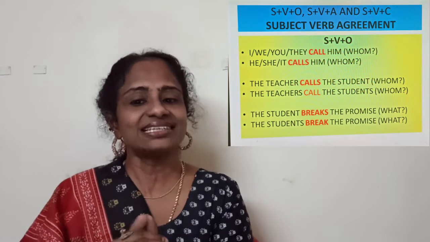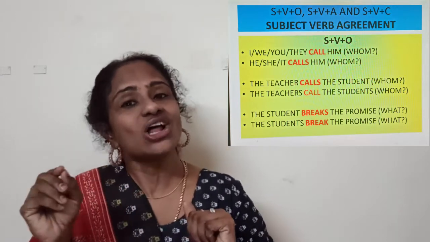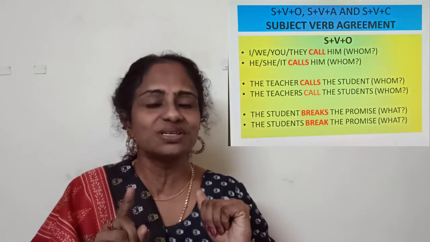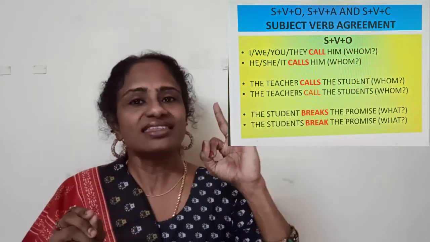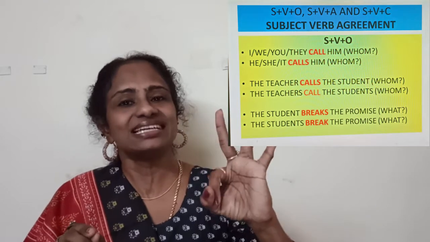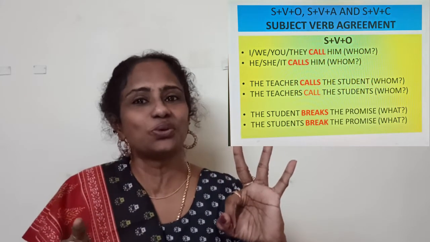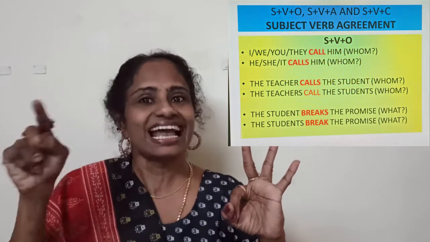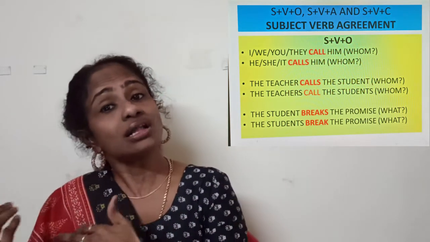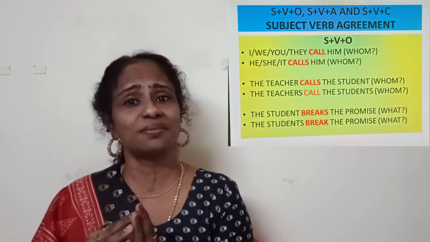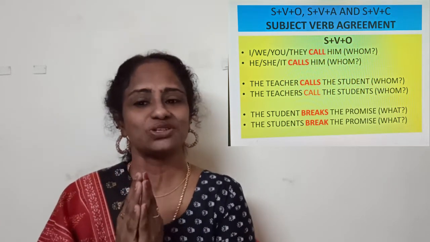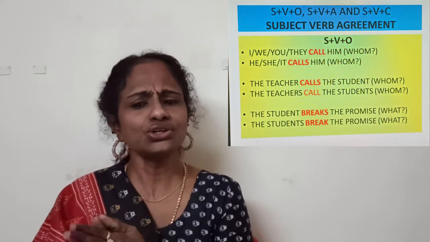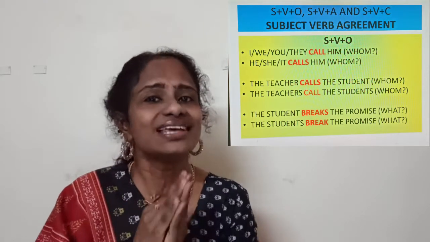Okay. So next sentence, he calls him. So I have highlighted calls because you should not make a mistake in the present tense. Third person singular, present tense takes S. That is the rule. Okay. Third person singular, present tense takes S. So he calls him, she calls him, it calls him. So it takes an S. Again it answers the question whom. She calls whom, she calls him.